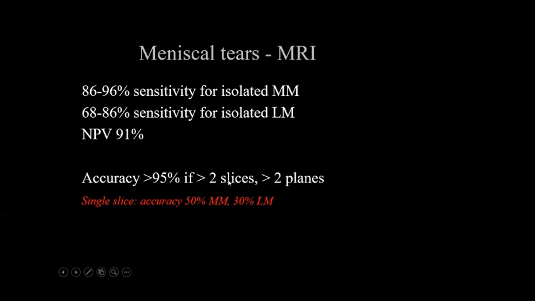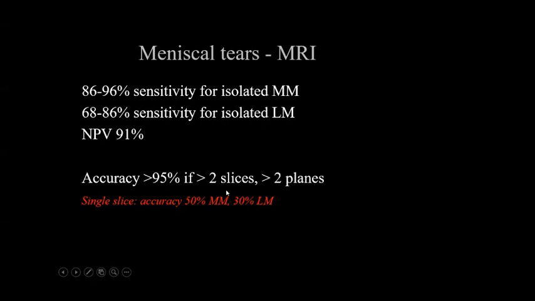But that's if you use the rule we talked about. And the rule is fluid filled cleft, breaching the articular surface of the meniscus on 2 slices and 2 planes. So if you apply this rule, then your MRI accuracy should be more than 95%. But if you don't follow this rule, if you don't use the 2 slices and 2 planes, and you, for example, use 1 slice, then your MRI accuracy is really not that good. It's about 50% for medial meniscus and 30% for lateral meniscus.